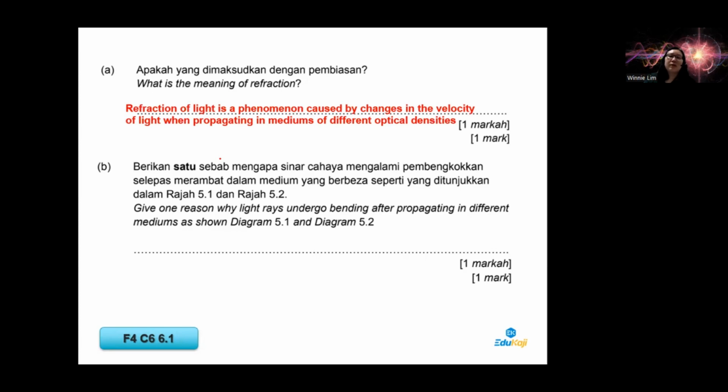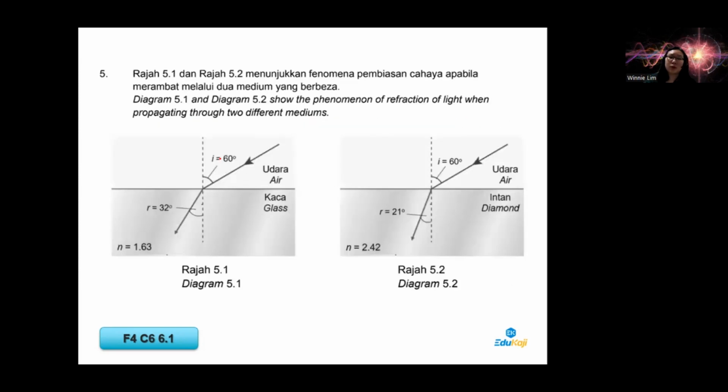So give one reason why the light ray undergoes bending after propagating in a different medium as shown in 5.1 and 5.2. Okay, so let's see where your incident ray is. Your incident ray is in air, right? And then it will bend towards or away from the normal. They actually bend towards. Why do they bend towards and not away from the normal? If there's no bending, it looks like this, called no bending. So the ray that is lower than that, we say towards normal. The ray that is above here, we call away from normal.